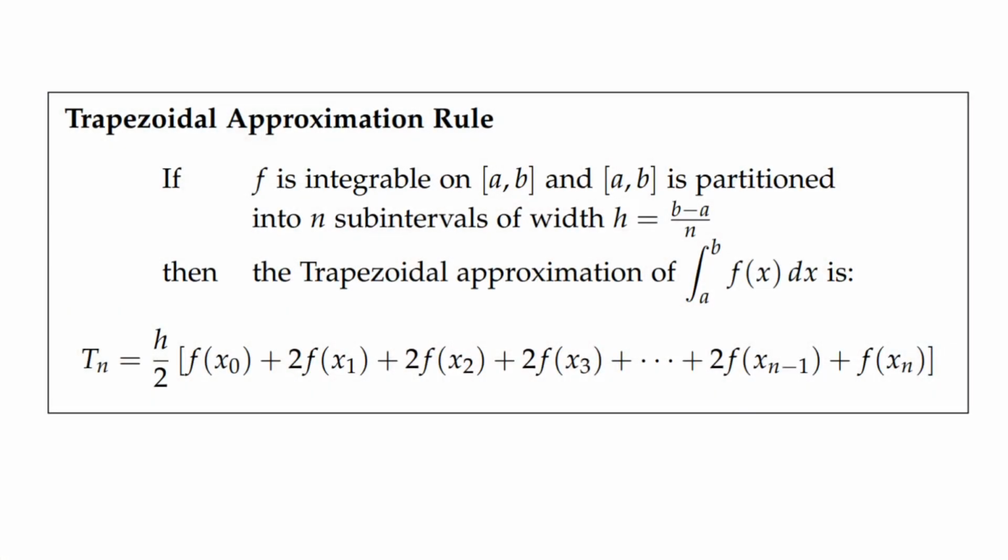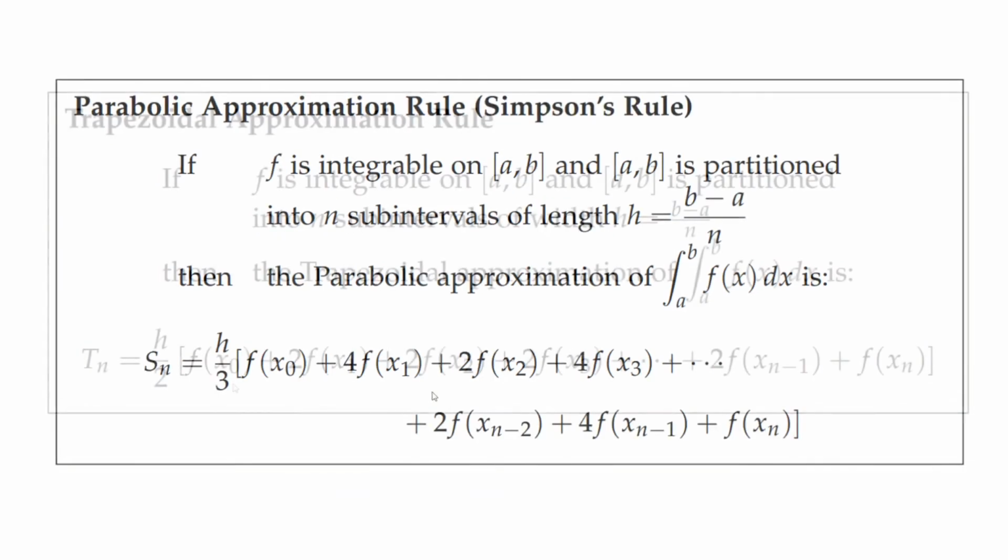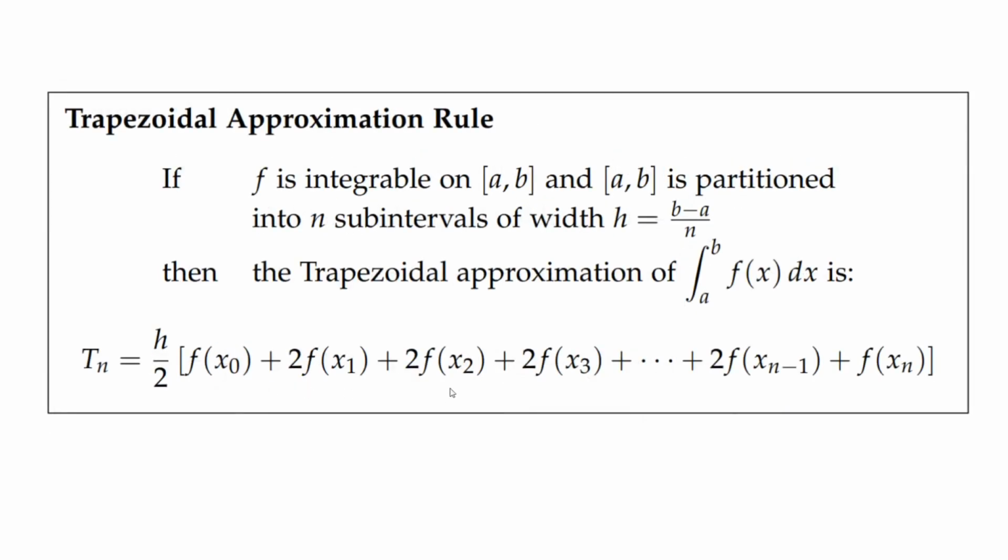In general, we have our trapezoidal approximation rule. This works for any integrable function, and we don't even need to know a formula for that function. All we need to know are the values of this function at our partition points. Unlike our previous Riemann sums, here we must have intervals of equal width. You'll notice this pattern here that we have our h, or delta x, over 2, and then 1, 2, 2, 2, etc., 2, 1 times our function values.